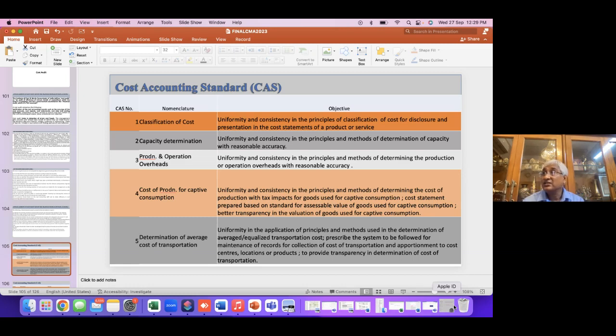Because the presentation must be reflective of the true situation. So, whether it is a cost statement, a product or a service, or whatever be the area, the value disclosed must be reasonably accurate. If you go through all these, this common tune is everywhere in every CAS.